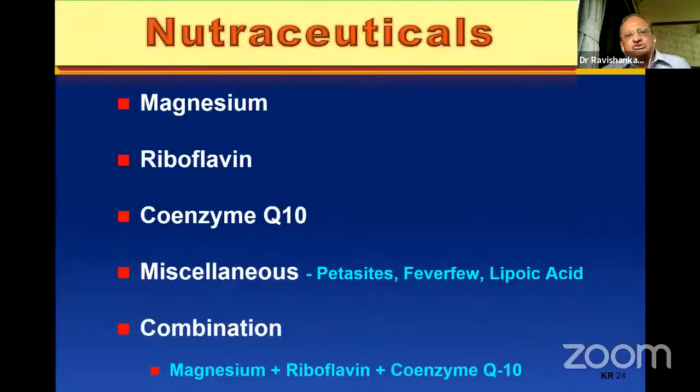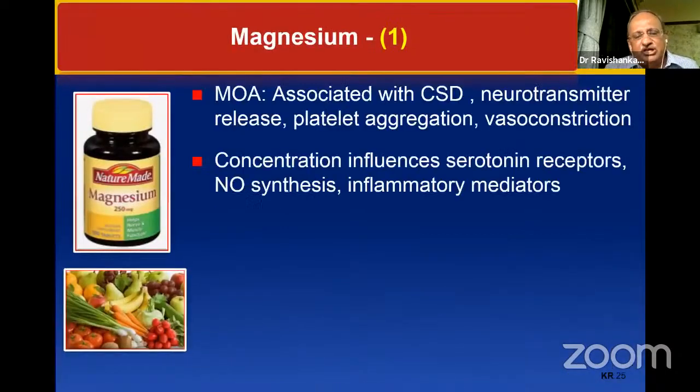So amongst the nutraceuticals, what are we looking at? We are looking at magnesium, which is now coming in a big way, riboflavin, coenzyme Q10. And we also now have a combination which takes care of magnesium, riboflavin, and coenzyme Q10 together. And magnesium works in many ways. And there are studies which have studied this. This is a well-studied drug option.